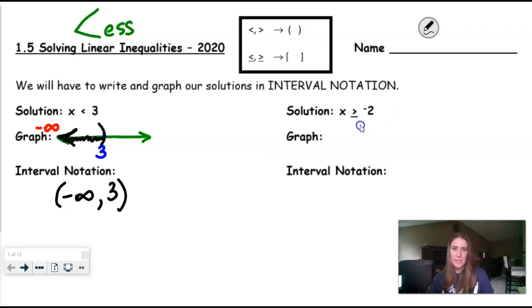So this next example, we have x is greater than or equal to negative 2. So let's keep my colors the same. I'm going to draw a really crooked number line. I'm going to put negative 2 somewhere in the middle. And then this time, because it says greater than, I'm going to be shading to the right of negative 2. And then or equal to means I do get to include negative 2 as part of my solution.